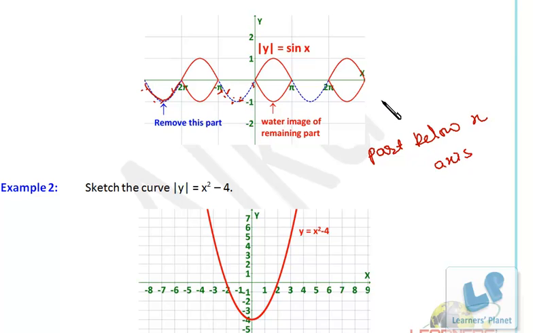The next step is the remaining portion, whatever is left after deleting this. We are left with this, then this, and then this. Now the next step is we have to take their water images. So the water image of this is this, the water image of this is this, and the water image of this is this. As simple as that, right? So this graph is converted to modulus of y is equal to sin x.